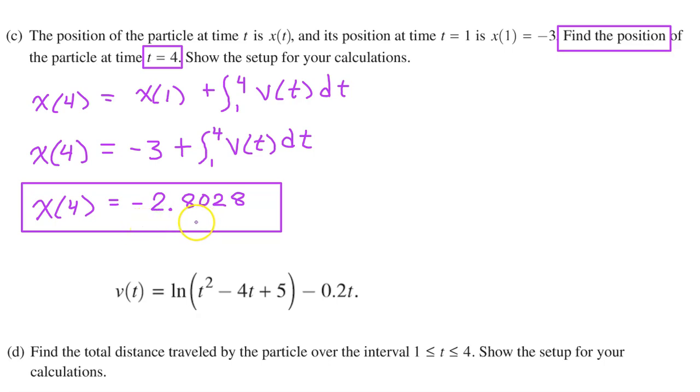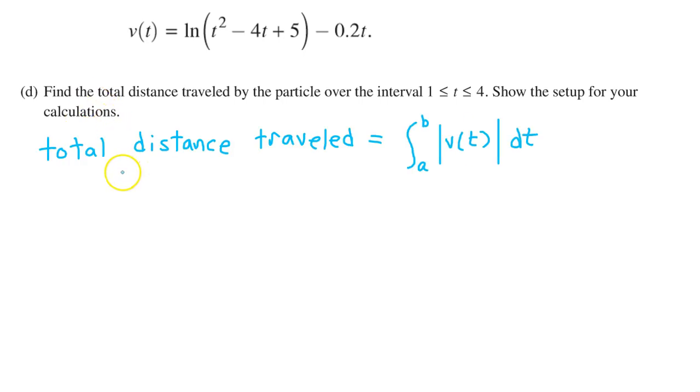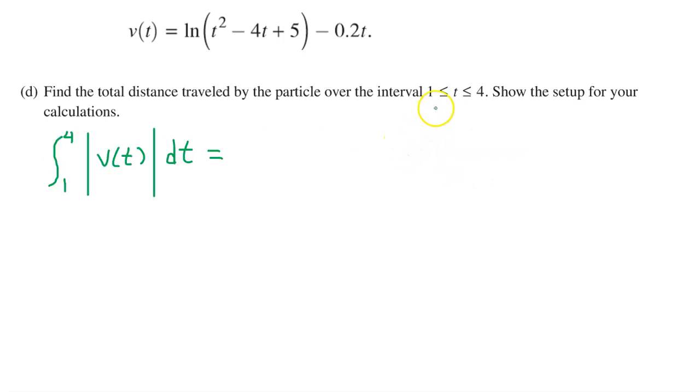Again, I recommend that you always use 4 decimal places and don't try to round. Part D. Find the total distance traveled by the particle on the interval from 1 to 4. Show the setup for your calculations. Make sure you have memorized this formula. The total distance traveled by a particle from A to B is the integral from A to B of the absolute value of velocity. On the interval from 1 to 4, the total distance will be given by the integral from 1 to 4 of the absolute value of velocity.